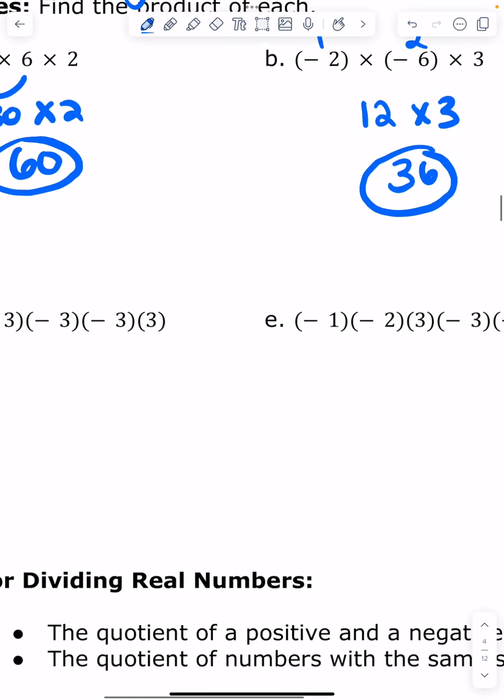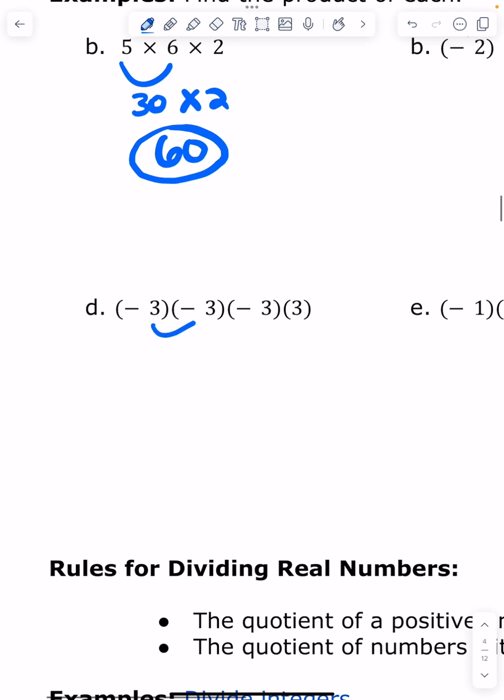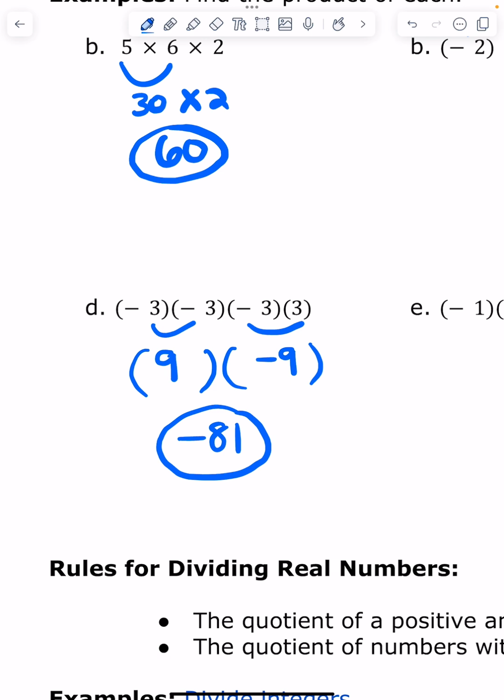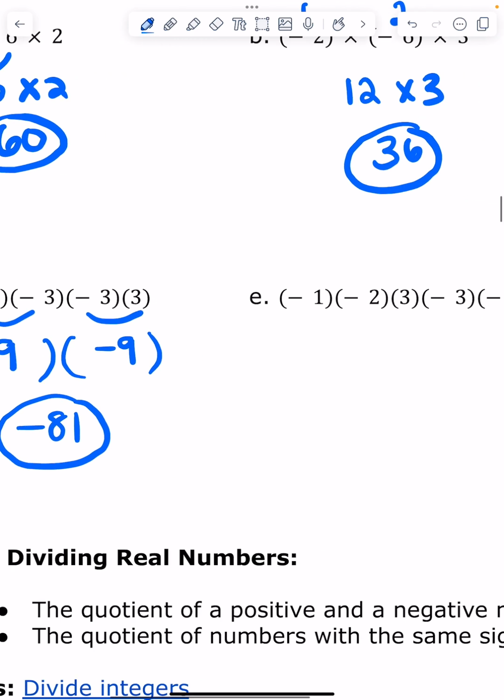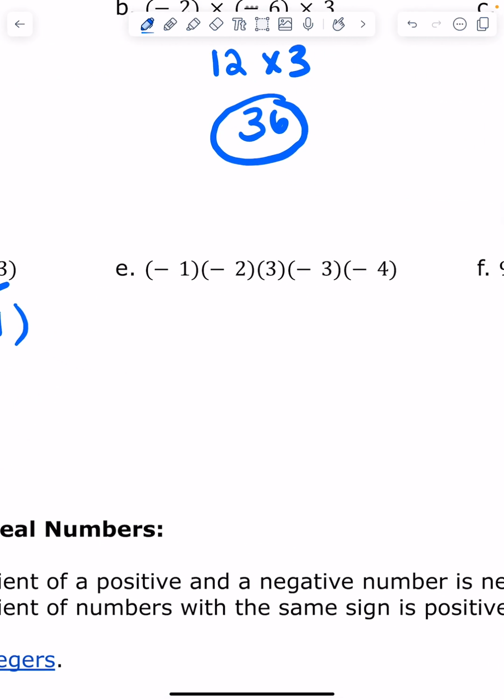Now I'm on D. Negative 3 times negative 3 is positive 9. And then I'm going to multiply this negative 3 times positive 3, which is negative 9. If I multiply those two together, I get negative 81. E, negative 1 times negative 2 is positive 2. Positive 3 times negative 3 is negative 9. And then we have a negative 4.